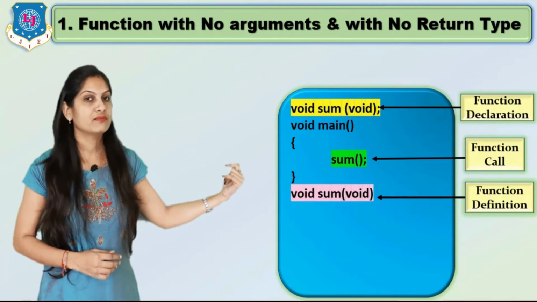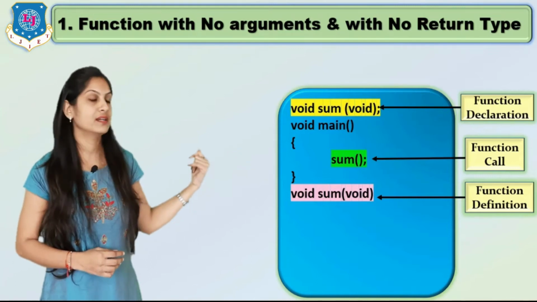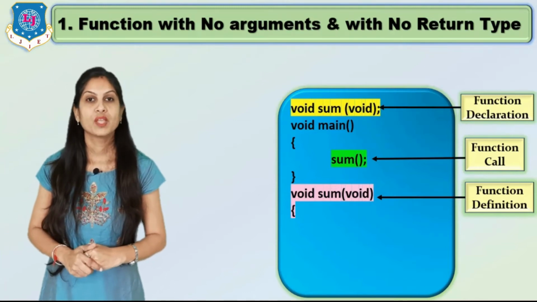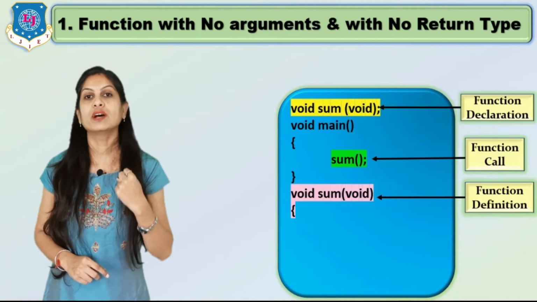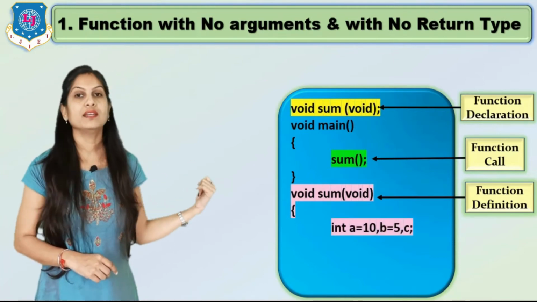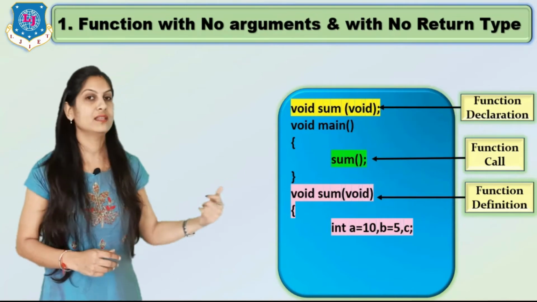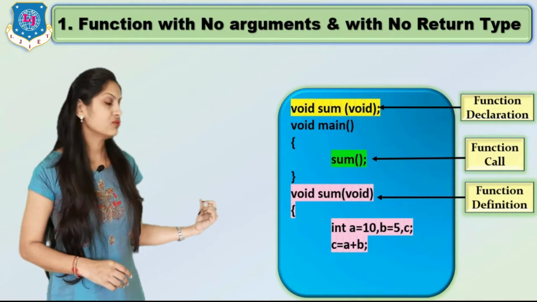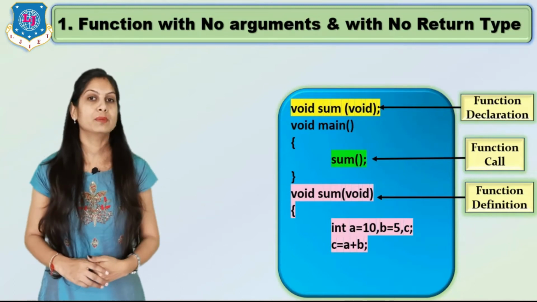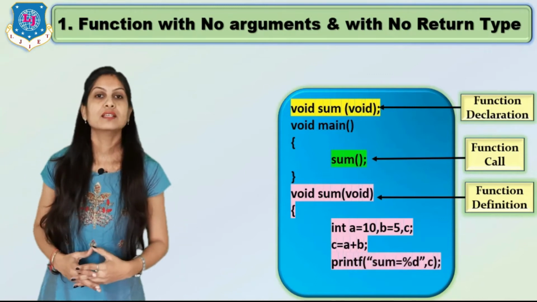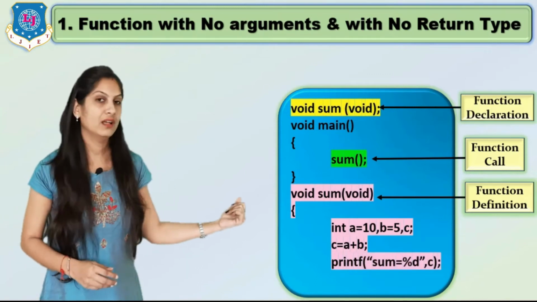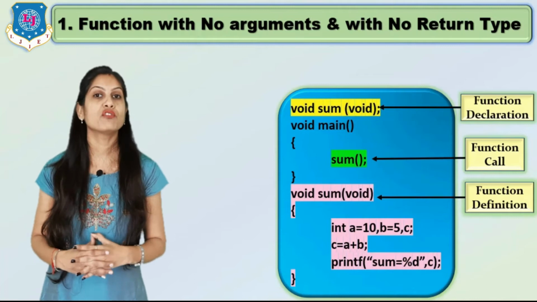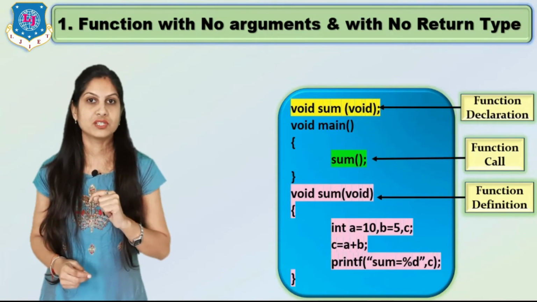So void is there, then the function name sum, and after the round brackets, in curly brackets we have to put the logic. Now what is the logic for finding the sum? For that we need two input variables and one output variable. So here I am writing int a = 10, b = 5 and c, that is our output, and the logic is c = a + b. Then we have to print the answer which is stored in variable c. In printf we write sum = %d and, comma, the value of c. So this is how we can write a program for addition of two numbers using user defined functions.